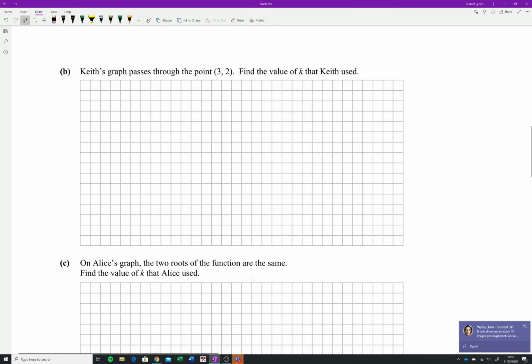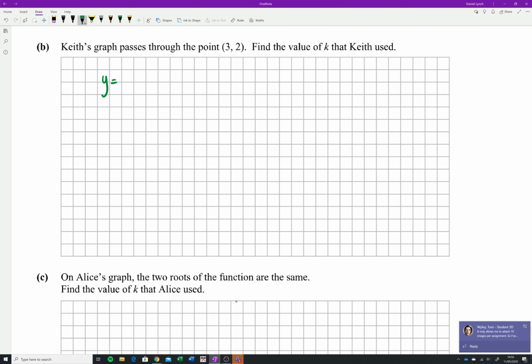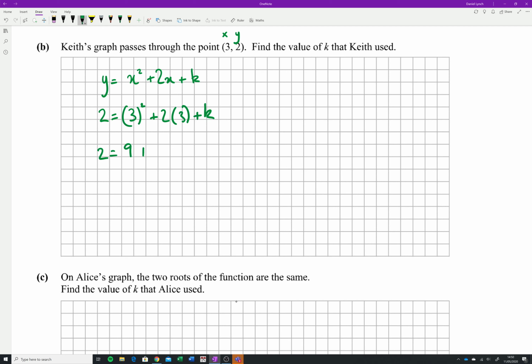Well, what do we know about the function? We know that y is equal to x squared plus 2x plus k. And what have we been given? We've been given an x value and a y value. So if we just sub those in, the only thing that we won't know is k, and we can solve it. So 2 is equal to 3 squared plus 2 times 3 plus k. So we get 2 is equal to 9 added to 6 added to k. So we have 2 is equal to 15 plus k, subtract 15 from both sides. k is equal to -13.